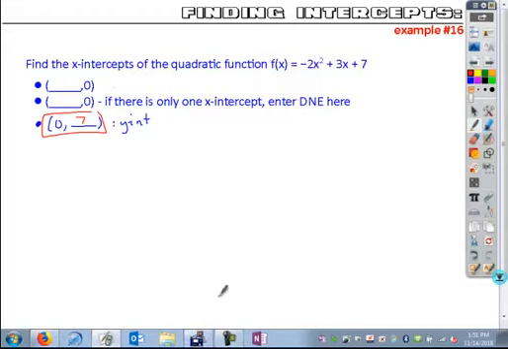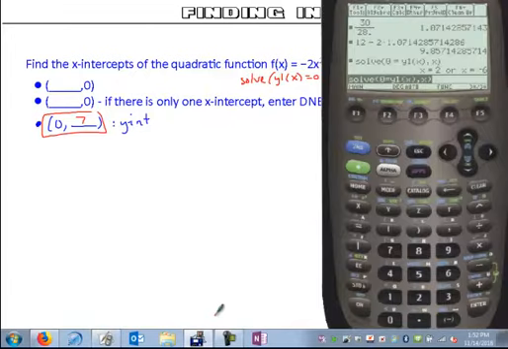Okay, but I can simply take my function, enter it in the y1 editor, set my y1 of x equal to 0, and solve for x. And this is going to give me my x-intercepts.